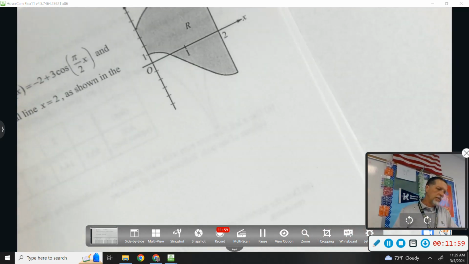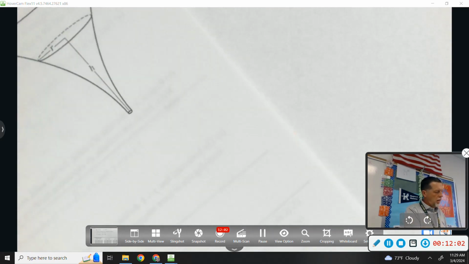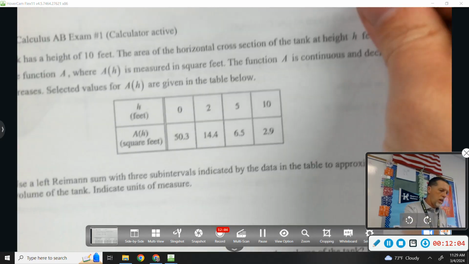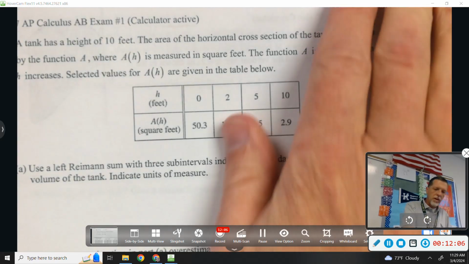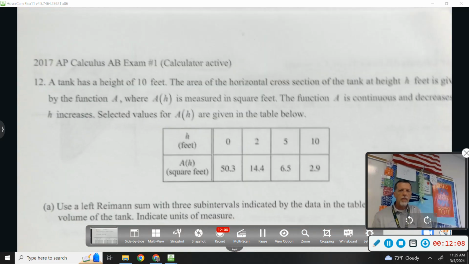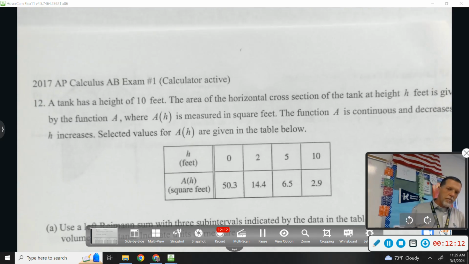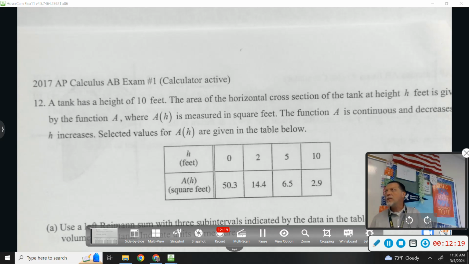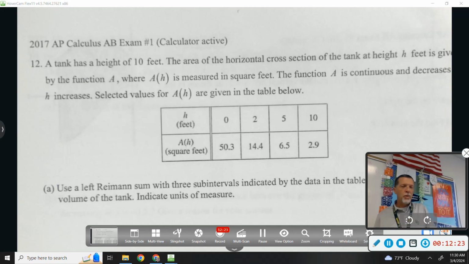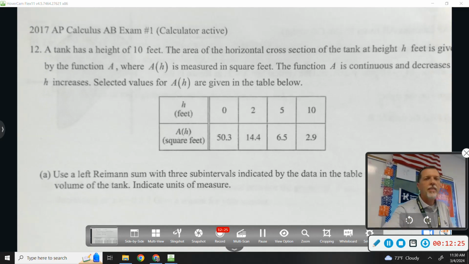Number 12. Okay, now we hit the free response questions. By the way, just looking at the time, there's 2 free response questions I want to do. They're supposed to take 15 minutes each. We have 30 minutes left, so I should have time to do both of these. We'll see if that's the case.